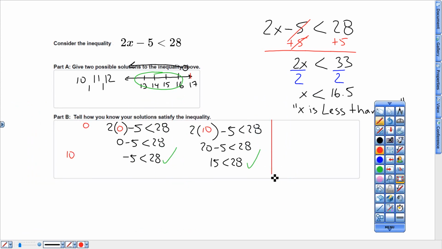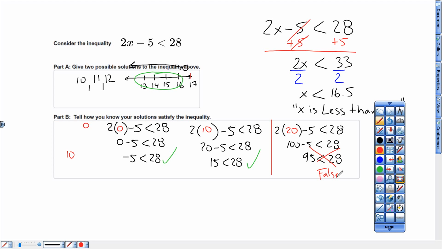Let me show you. If you pick a point not in the zone, like maybe 18 or 19, let me show you what happens. Or maybe even 20. 20, definitely not in the zone. That gives me 100 minus 5. And of course, 100 minus 5 is 95. And there's no way 95 is less than 28. That is false. Any point not in the solution zone will give you a false statement.